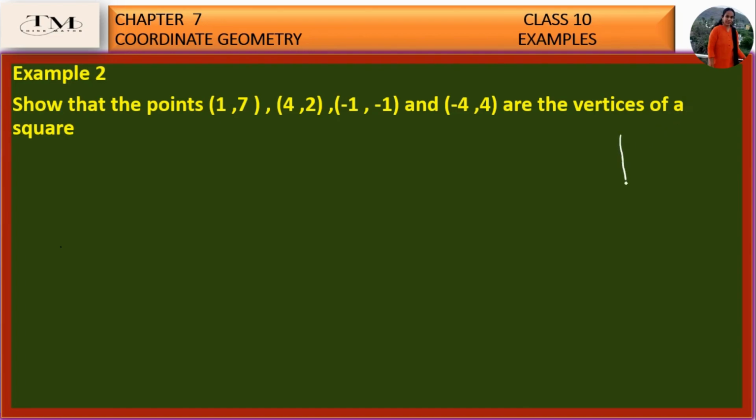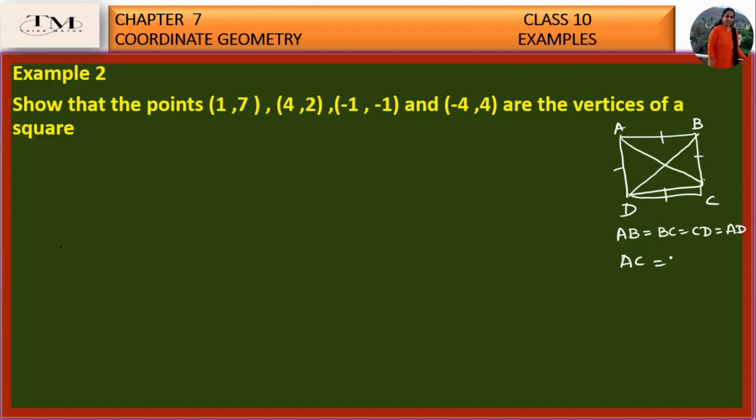If 4 points lie on a square, we have all four sides equal. If this is a square ABCD, we should have all sides equal: AB equal to BC equal to CD equal to AD. All sides should be equal and the diagonals should also be equal, that is AC equal to BD. If the diagonals are not equal, then this quadrilateral will be a rhombus. So if it is a square, the diagonals should be equal. So let us check this.